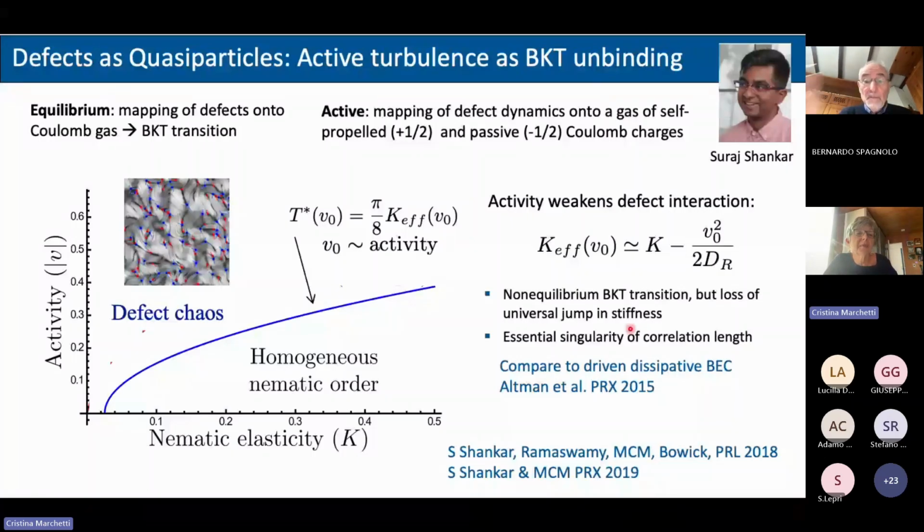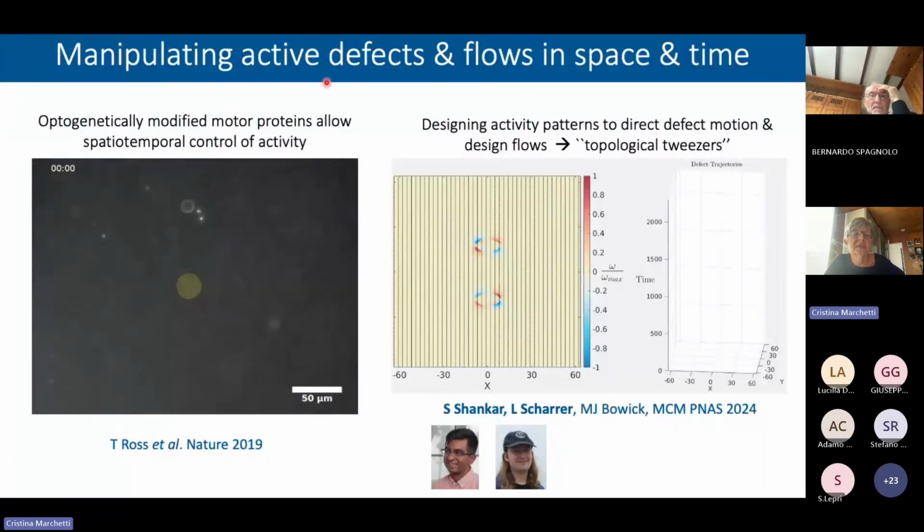Nowadays, so this is work from some years ago, there is actually a lot of interest, due to this duality between defects and flows, in trying to control defects in order to tune and design active flows, essentially to try to rectify the flow, so that instead of having turbulent flow, you have flow that you can actually design. And experimentally, this can be done, for instance in these microtubule suspensions, by using motor proteins that become active only when you shine light on them.